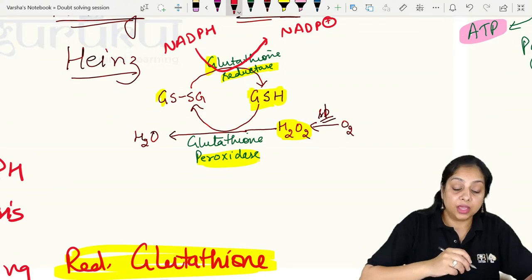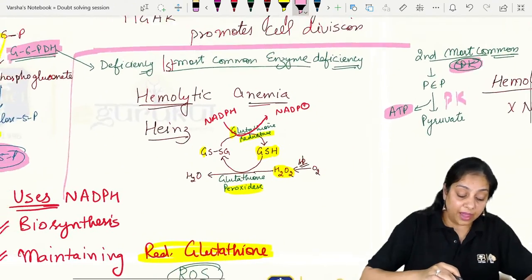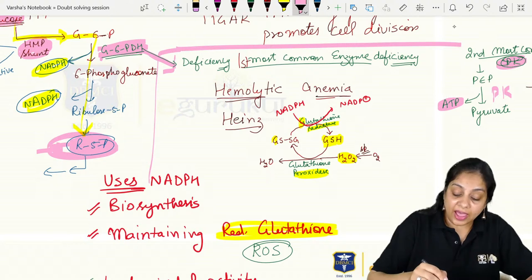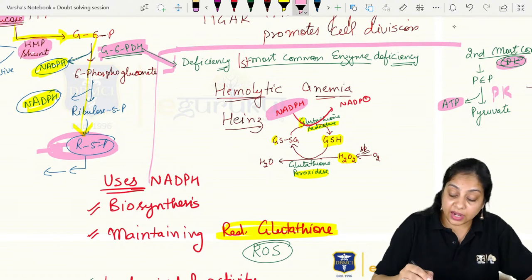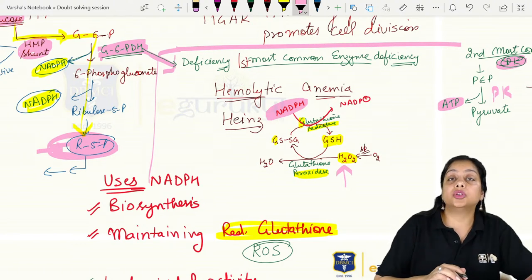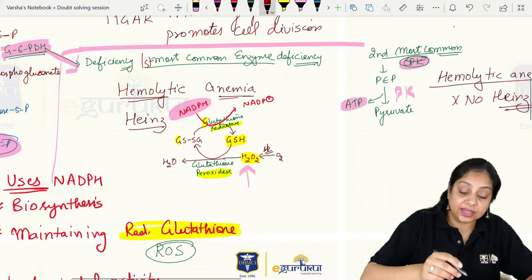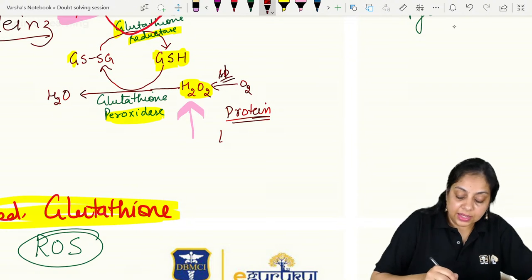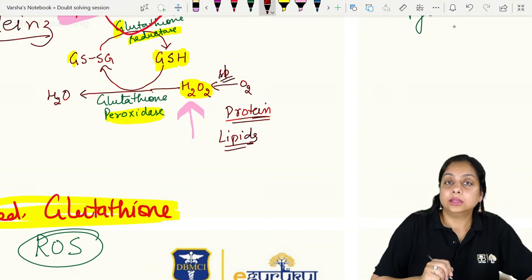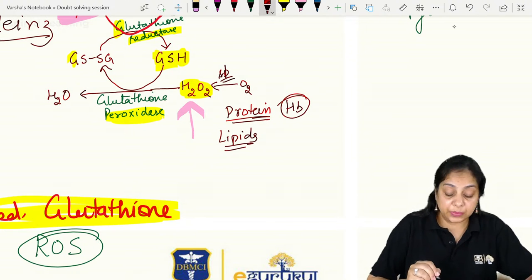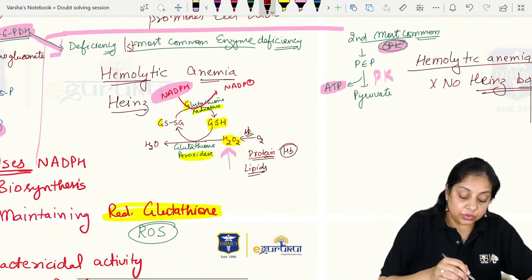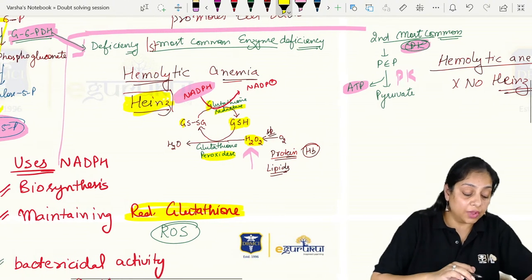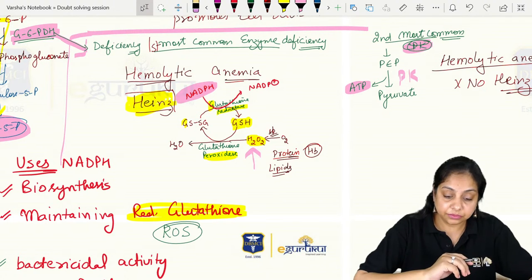Voila, mystery solved. Coming back to this: if you have G6PDH deficiency, you have a low amount of NADPH, so the entire process is going to halt, and then you have lots of peroxide, and these peroxides negatively impact proteins and lipids. Hemoglobin precipitates, and lipids get hampered. That's why we get the Heinz bodies in case of G6PDH deficiency. Good.